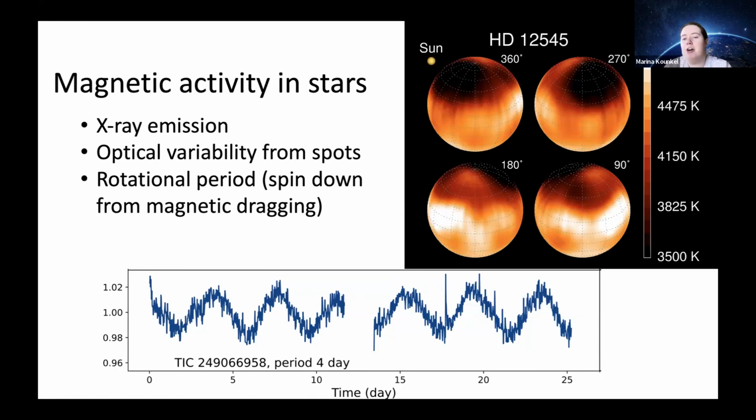It's not necessarily a perfect correlation, because it does depend on the inclination of the star. It does depend on some assumptions about the spot geometry. But if we don't have a more direct method of measuring the magnetic activity, such as through the X-ray emission, it will do in a pinch. And also the rotational period of a star itself is strongly correlated with its activity, because as stars evolve, the rotational periods spin down from magnetic braking.